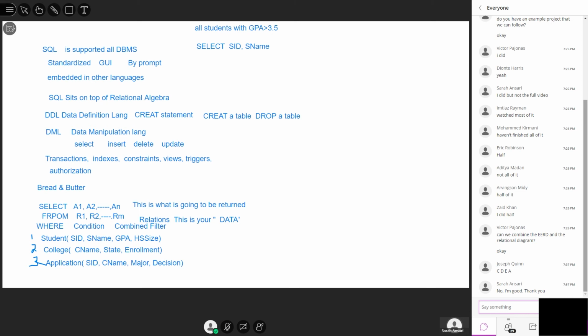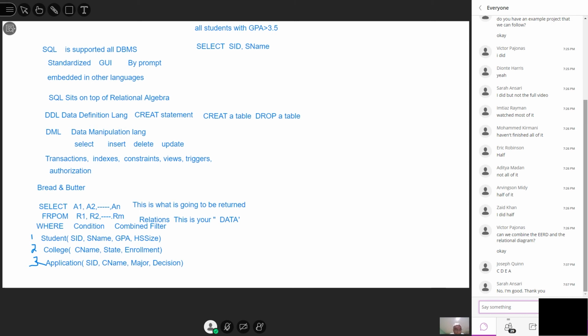Are we going to use 1 and 3? No, because we are just asking for students with GPA greater than 3.5. Okay, so we're just going to use 1, because all the data is right here. So although this is a declarative language, it still requires you to know what data you're going to get from.